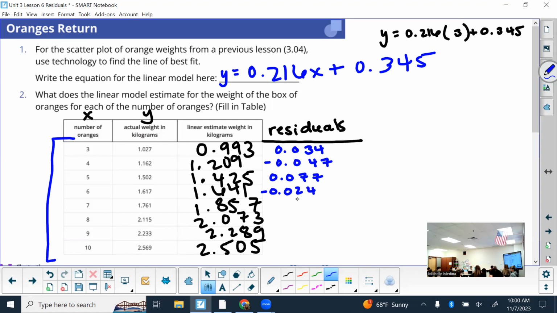Now whoever spoke for your group last, rotate one to the left. Table 8, when the x is 7, what's my residual? Table 9, when my x is 8, what's my residual? Okay. Table 1, when my x is 9, what's my residual? And table 2, when x is 10, what's my residual? All right, anyone have any disagreement?